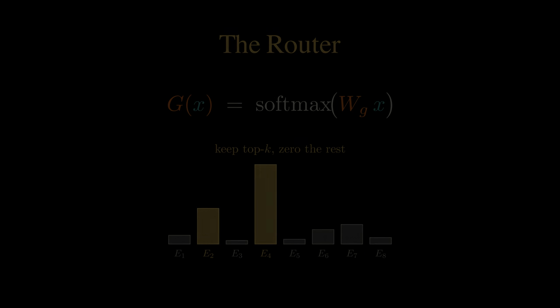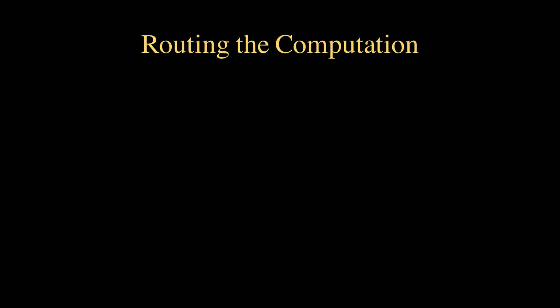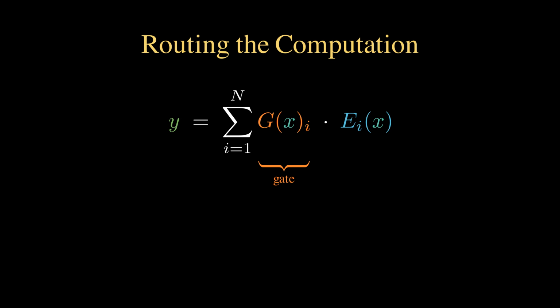So, out of say 8 experts, only the 2 most relevant ones get to do any work for this particular token. And once you've picked your experts, you combine their outputs with the formula y equals the sum of g of x sub i times e sub i of x. The g of x sub i is the gate weight, the score the router gave this expert, and e sub i of x is what that expert actually computed.